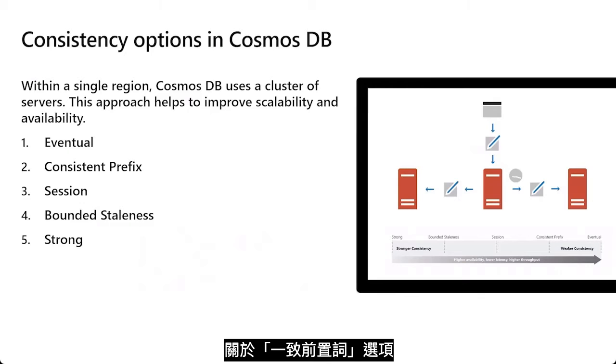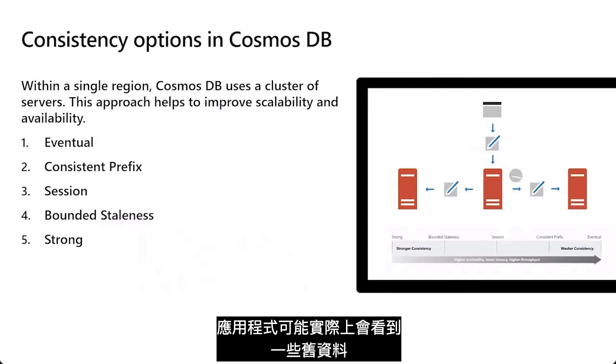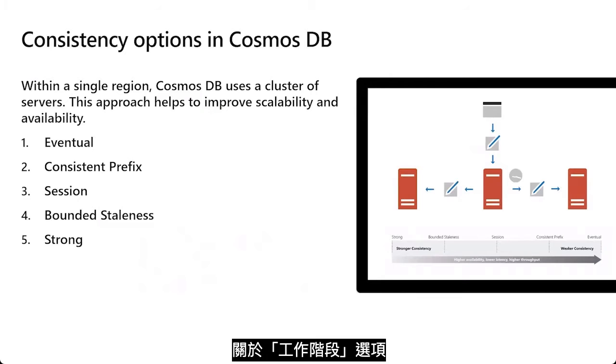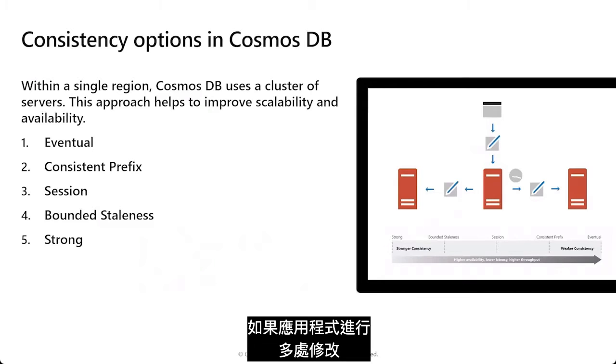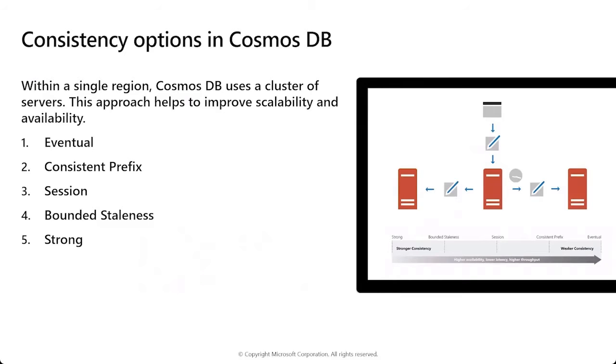With the consistent prefix option, this option ensures that changes will appear in order, although there may be a bit of a delay before they become visible. And in this period, an application might actually see some of the old data. With the session option, if an application makes a number of changes, they'll all be visible to the application and in order. Other applications may see some of the old data, although any changes will appear in order as they did for consistent prefix. Now, this form of consistency is also sometimes known as read your own write.